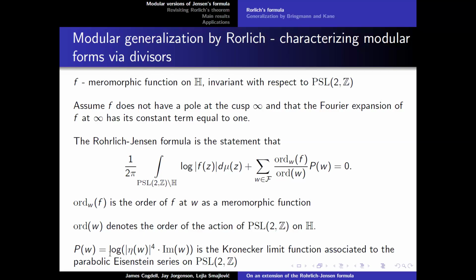This function is the logarithm of the absolute value of the usual Dedekind eta function to the power 4 times the imaginary part of w. And that's something we call the Kronecker limit function associated to parabolic Eisenstein series on PSL2Z. I will discuss this function a little bit more in the sequel, but what I want to say is that this function appears in the constant term of the Laurent series expansion of the classical real analytic non-holomorphic Eisenstein series associated to the modular group.